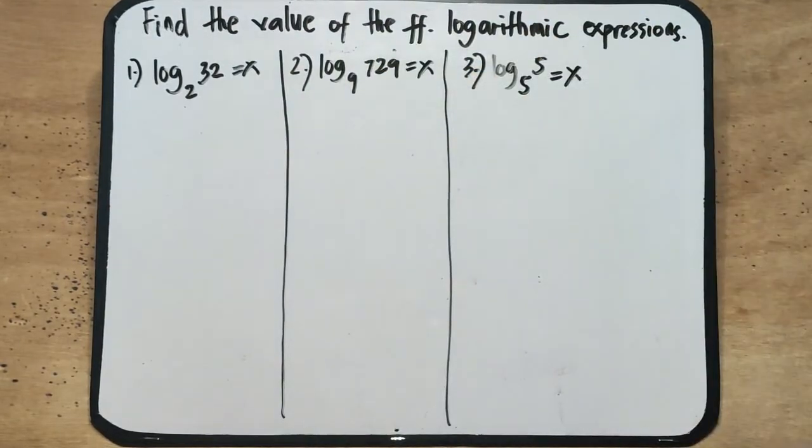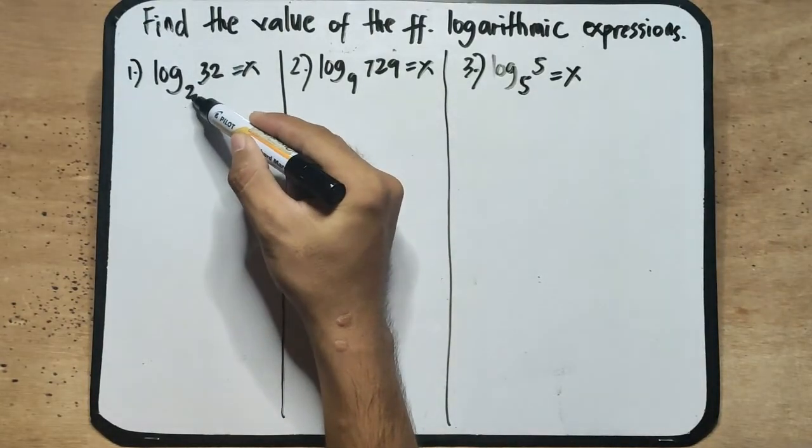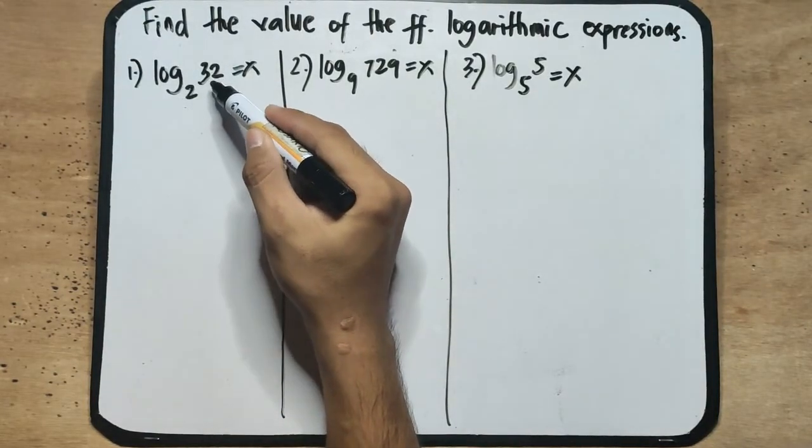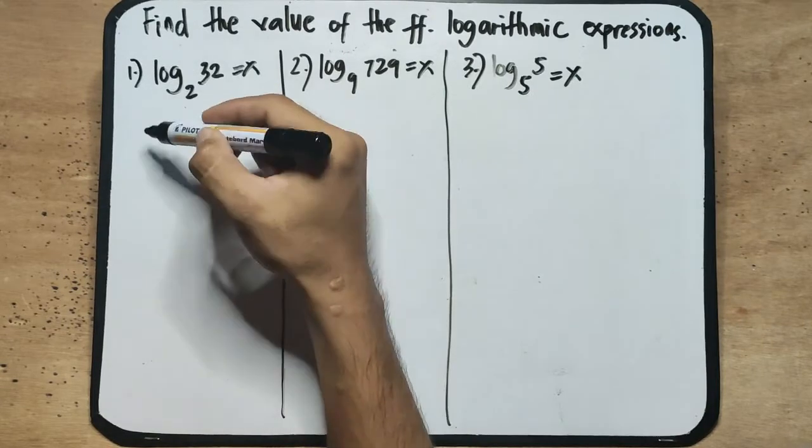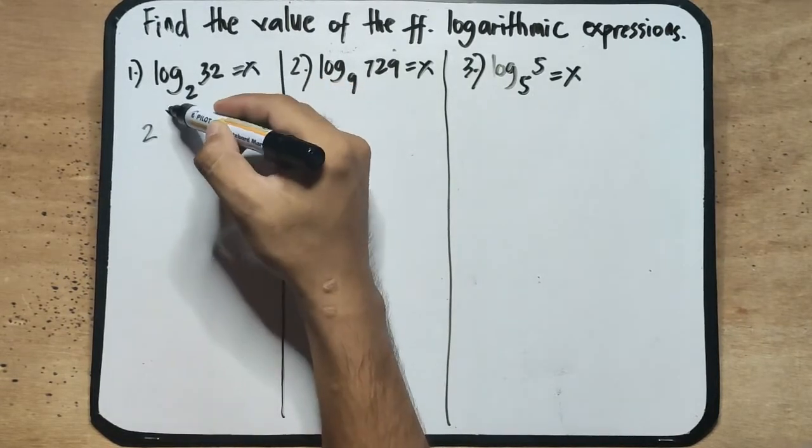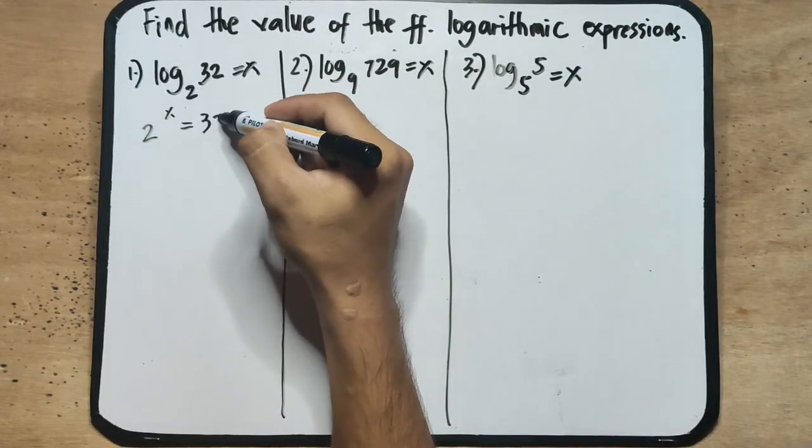So x will serve as the value of each logarithmic expression. So how are we going to find the value of each expression? We transform each to its equivalent exponential form. So this one, this is the log base 2 of 32 is equal to x. So the base is 2, the exponent is x, and the answer is this one, 32.